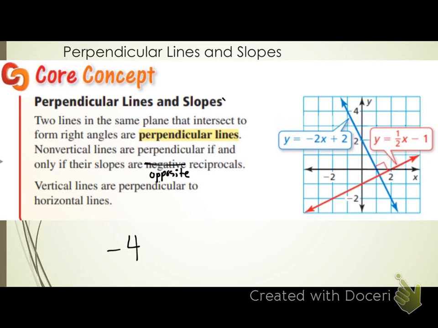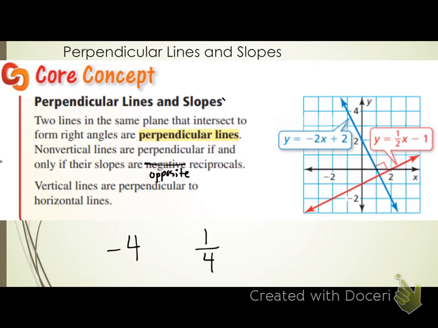4/1. So if I flip that, I get 1/4. So the opposite reciprocal of negative 4 is positive 1/4. Does everyone understand what I mean when I say opposite reciprocal now? If you need to, write this on your paper. Change the sign, flip the fraction. If you need to write that down, if that'll help you remember it, write it down. Change the sign, flip the fraction.